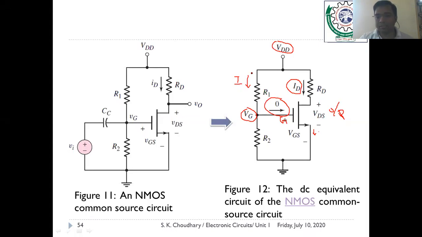Any current you can consider I. This current is flowing from the VDD to ground through R1 and R2. So we will be seeing in the further analysis what is the importance of all these parameters that we have defined.